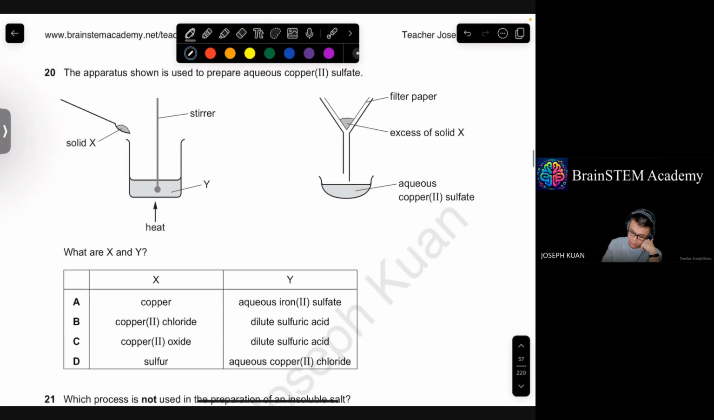Now, question 20. The apparatus shown is used to prepare aqueous copper(II) sulfate. What are X and Y?